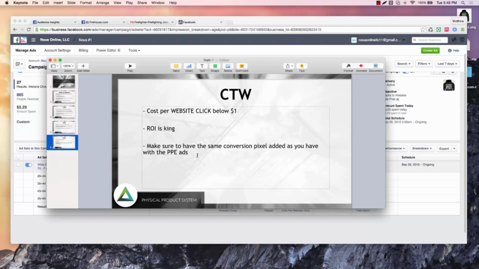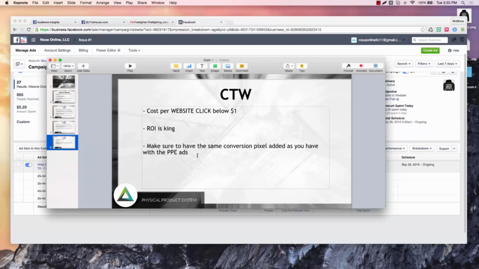So make sure you have the same conversion pixel added as you have with the PPE ads here, so we can build that pixel up and get ready for the next stage, which is the conversion ads, the website conversion ads that are really going to grow our product and make sure that we are spreading that product out there as much as possible.